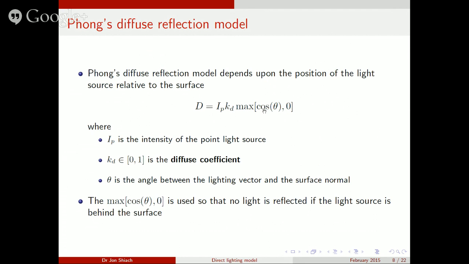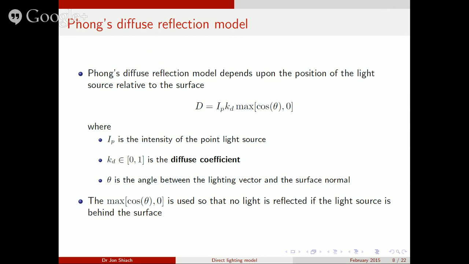Maximum between cos theta and 0. Well, we never want this to be negative, so that's why we've got maximum between cos theta and 0. And that's used so that no light is reflected if the light source is behind that surface.